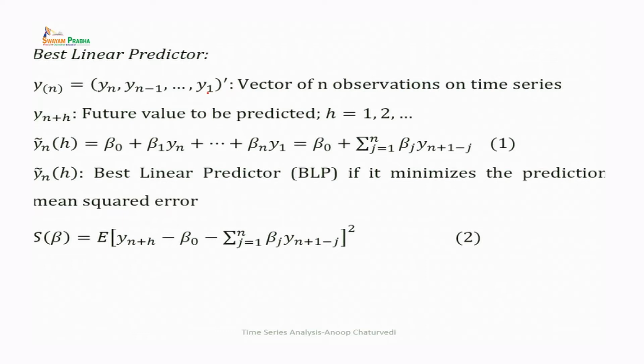We write these n observations y 1, y 2, y n in this vector form. This y within bracket n is equal to y n, y n minus 1, so on, y 1 transpose. Of course, we have written all these observations in reverse order. So, this is actually an n cross 1 vector, the vector of n observations on the time series. Then y n plus h is the future value to be predicted.